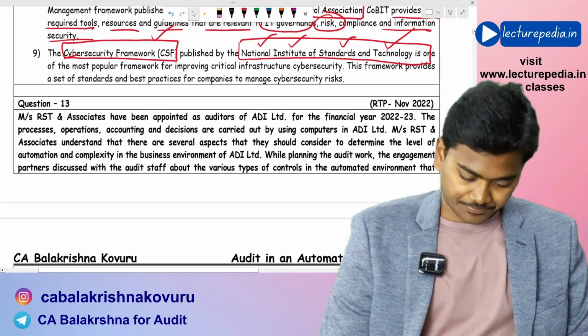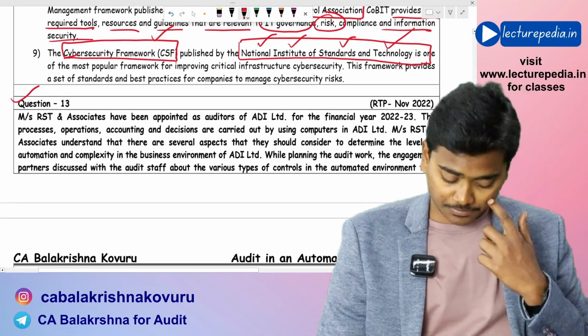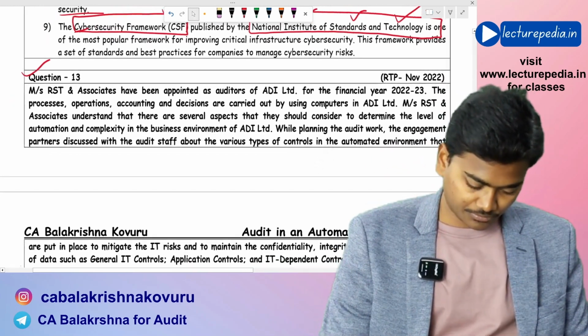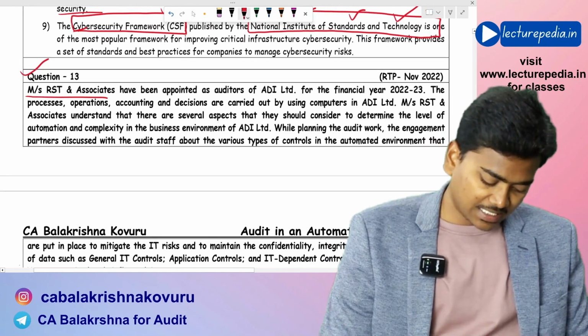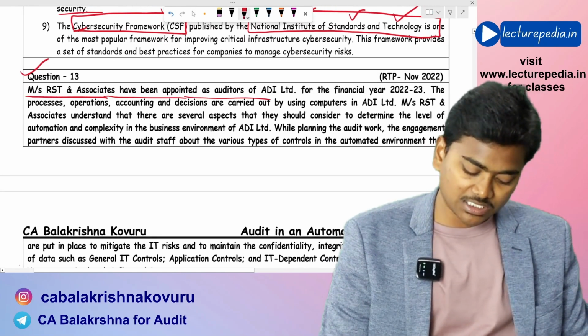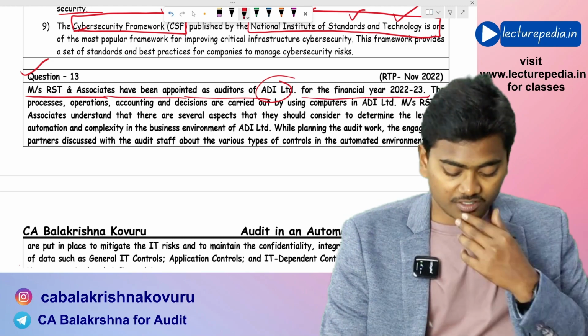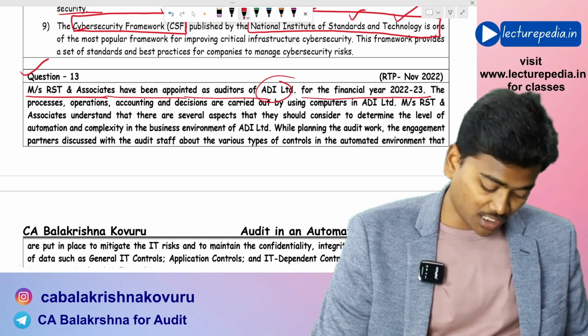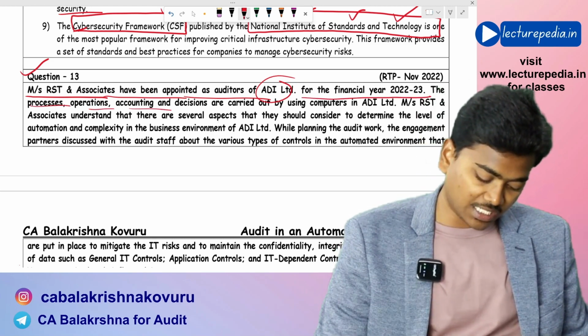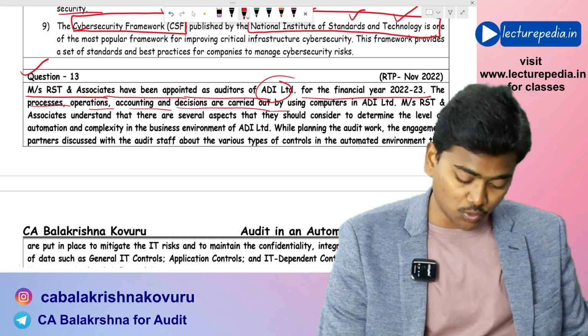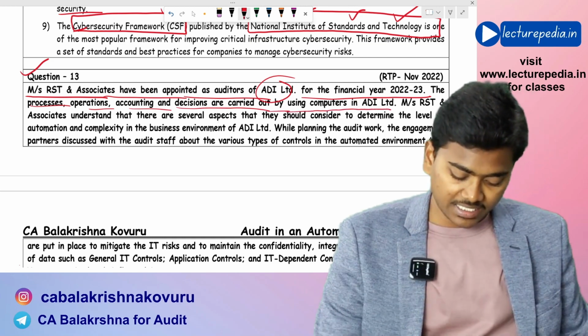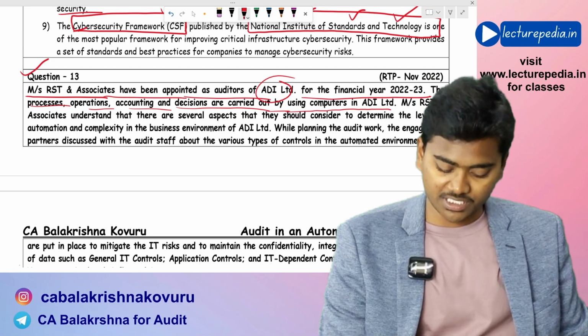Next question, question number 13. Mrs. RST and Associates have been appointed as auditors of ADA Limited for the financial year 22-23. The process, operations, accounting, and decisions are carried out by using computers in ADA Limited. They are using information technology.